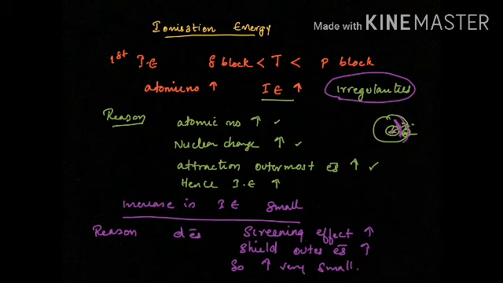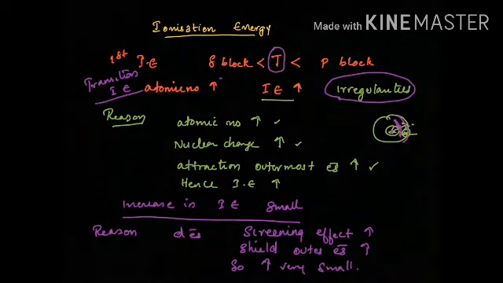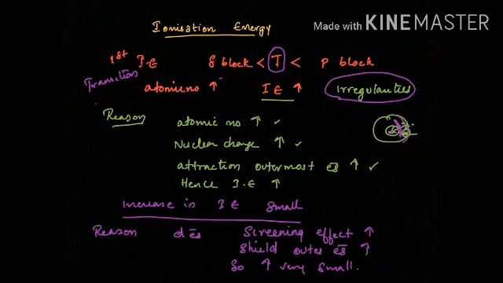The first ionization energy of the transition series. The transition series is in between that of the S block and the P block. So when the atomic number increases, ionization energy increases in a given transition series. When we go across a period in a given transition series, when the atomic number increases, ionization energy increases. But there are certain irregularities also.